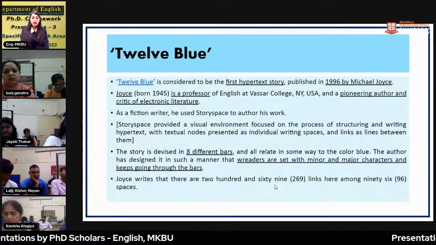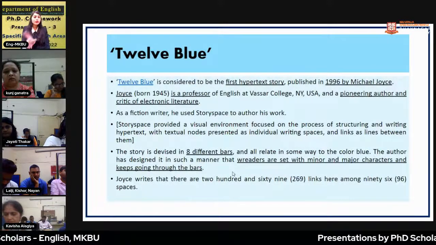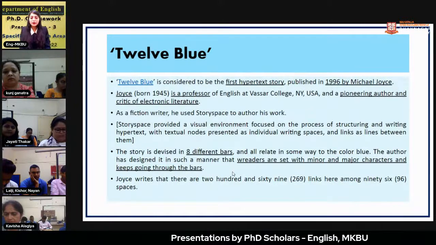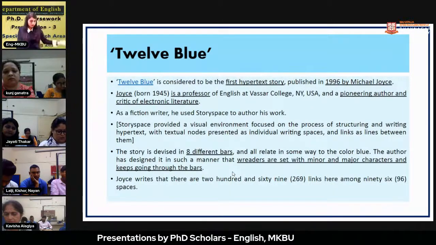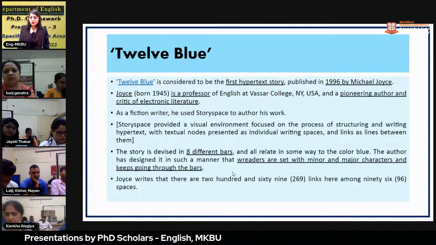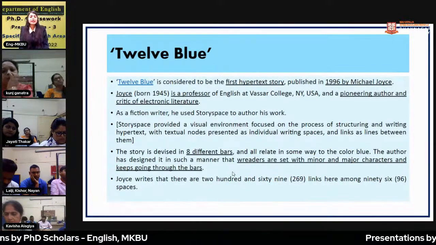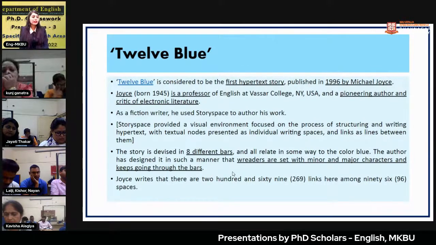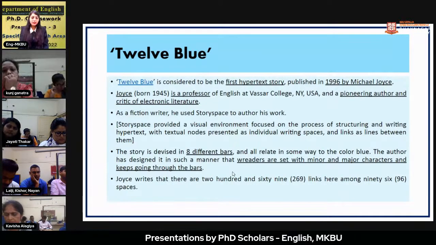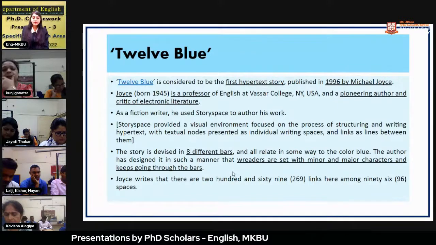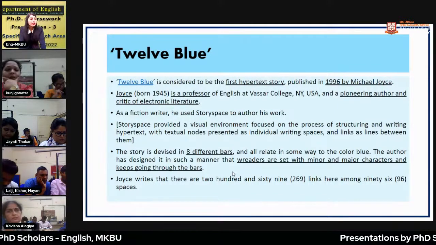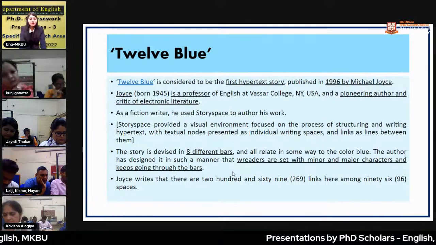Now coming to 12 Blue. As I had shown you earlier in yesterday's presentation, the overview of 12 Blue, it was considered the first hypertext story, developed by Michael Joyce in the year 1996. He was a professor and a pioneering author and critic of electronic literature. And as a fiction writer, he has used the Storyspace platform. The story is divided into 8 different bars. You are given links to navigate to any of the random bars.